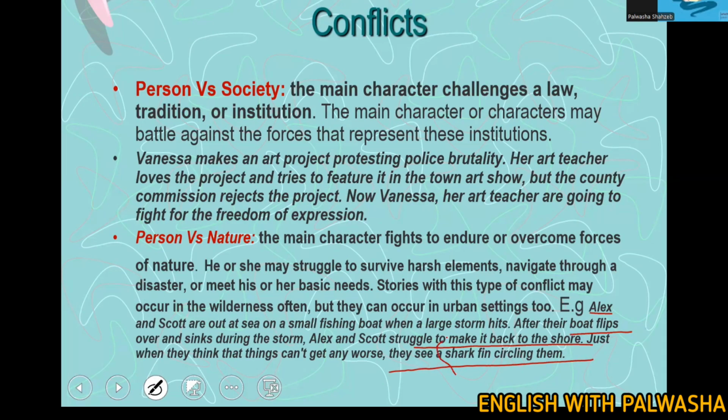And it means the shark is like a person versus nature conflict going on. So this is where your story takes a turn, when the person is unable to come out of the situation. So you need to create such situations.